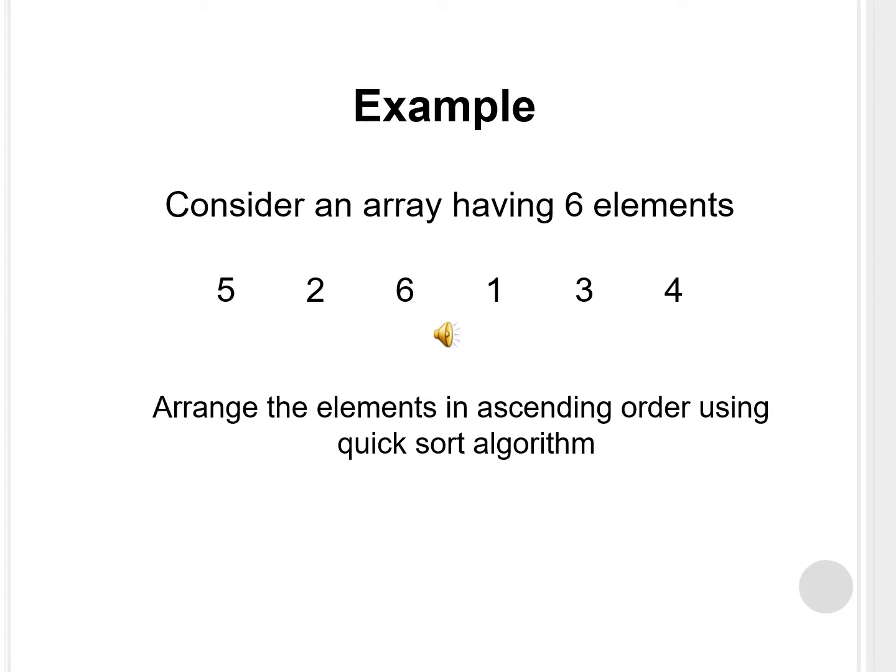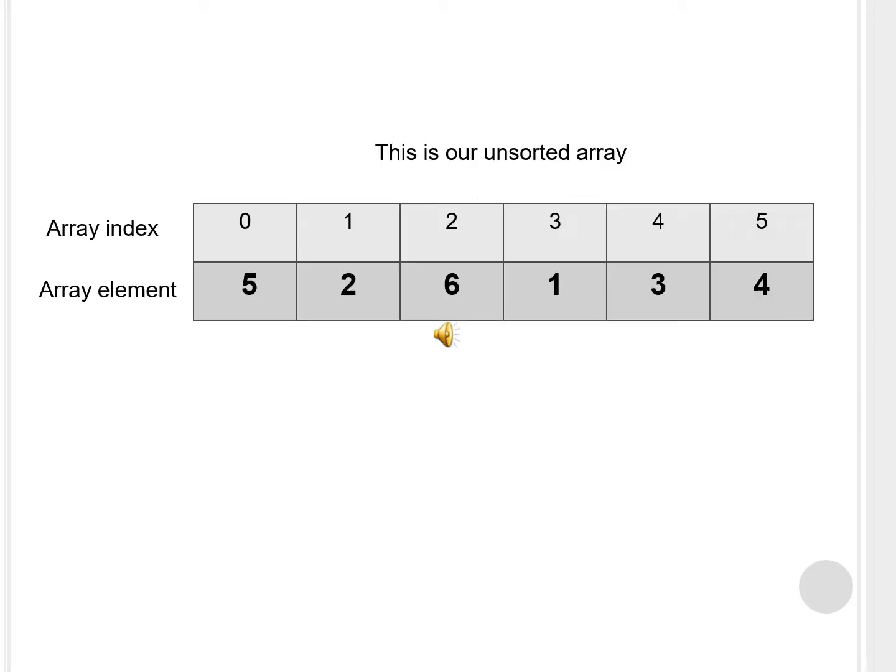Example: consider an array having 6 elements: 5, 2, 6, 1, 3 and 4. Arrange the elements in ascending order using the quick sort algorithm. Assign an array index to each element of the array.